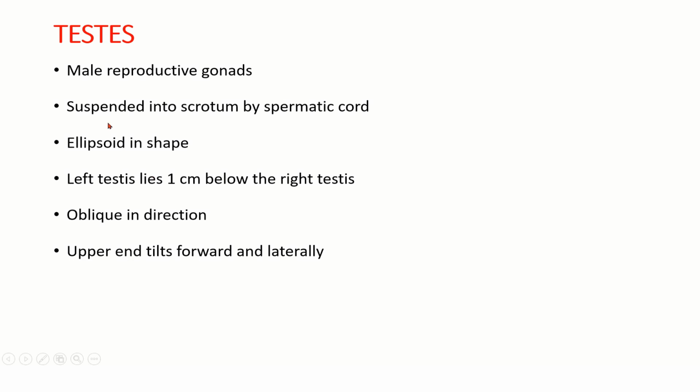So in this session, we'll discuss the testis. The testis is a male reproductive gonad suspended in the scrotum by the spermatic cord. It is ellipsoid in shape. The left testis lies 1 centimeter below the right testis because the left spermatic cord is slightly longer than the right one. The testis is oblique in direction. The upper end tilts forwards and laterally.